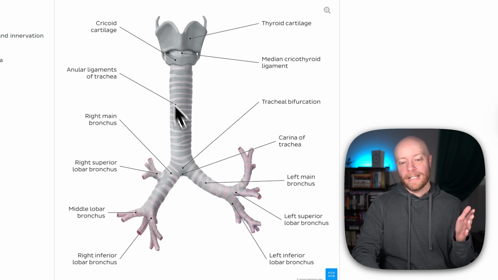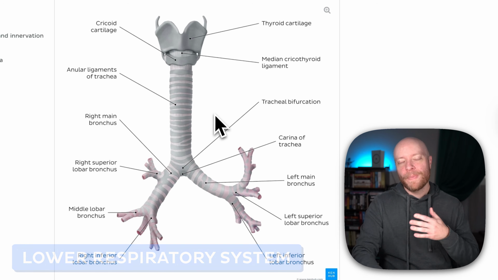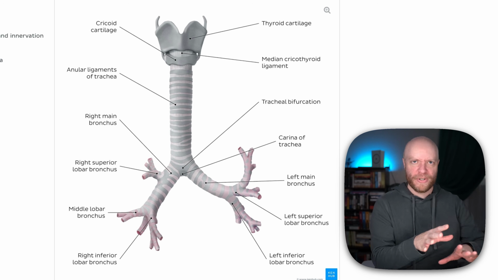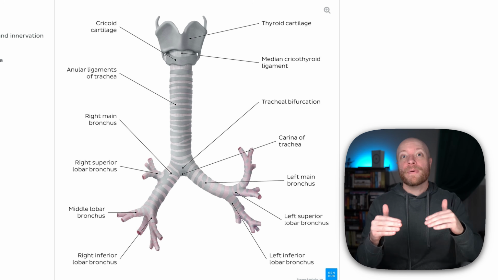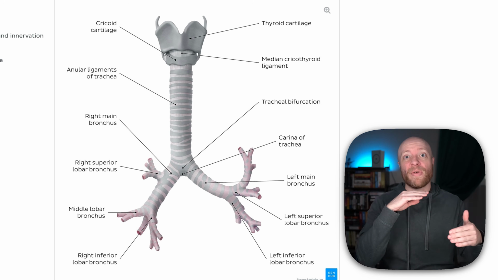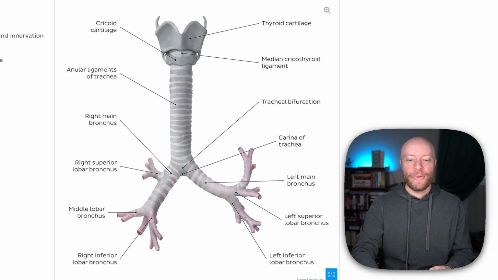You are looking at an image of the lower respiratory system. You may have heard of an upper respiratory tract infection or a lower respiratory tract infection. That's basically just saying the part of the respiratory system that's in the head versus the throat and the chest. And what you're looking at here would be in the throat and chest.